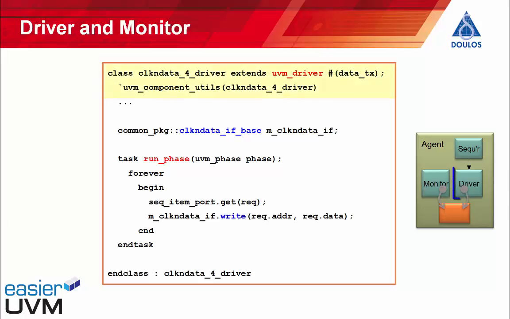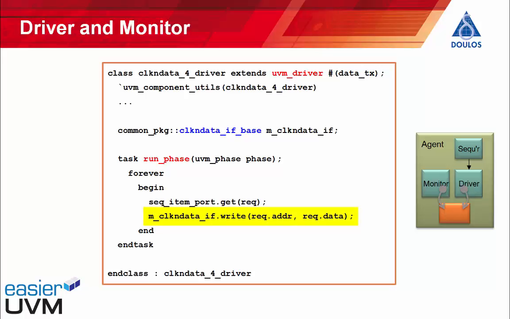So here we have a regular UVM driver component. Whereas normal practice within a UVM driver would be to have a virtual interface through which we're going to access the variables in the interface, here we've replaced the virtual interface with a variable whose type is our abstract base class, clock and data interface base. And then within the body of the driver, within the run phase task, we can simply call the write and read methods of that abstract base class.